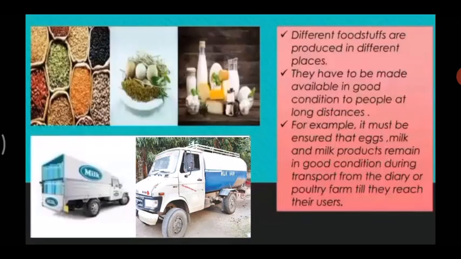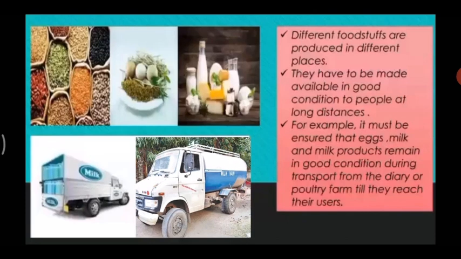Let's move forward. Now, all the foodstuffs cannot be produced in the same places because, as per the climatic conditions, wide varieties of crops are grown in different regions. They require different climates. So different foodstuffs are produced in different places and they have to be made available in good condition to people at long distances.